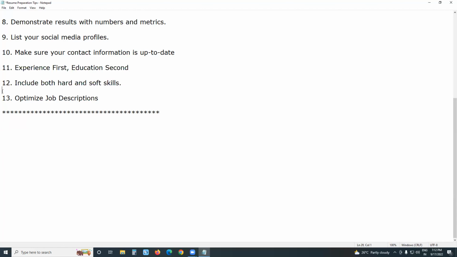Next, optimize job descriptions. Job descriptions are your chance to appeal to both screening software and human readers. Be sure to include keywords from the job description.